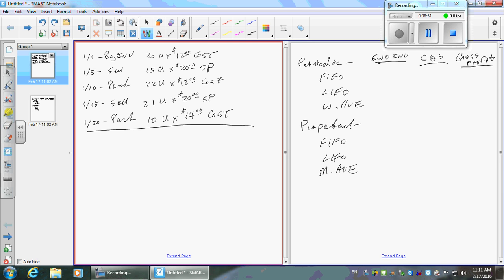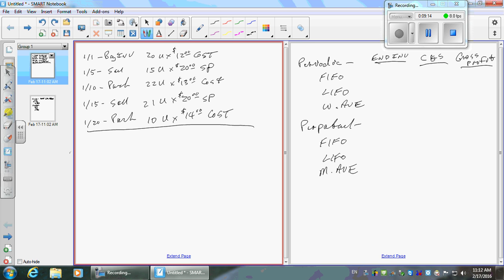The last ones. So which ones are the last ones I bought here? The 10 at 15 on January 20th, and then before that, on January 10th, 22 at 13, right? Okay. So if I'm doing FIFO, which ones would I still have? The last ones I bought. Yeah. Okay. If it's LIFO, what does that mean?